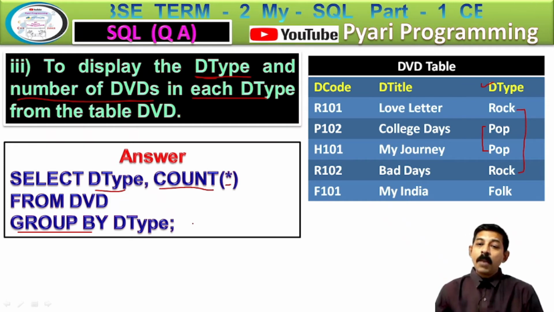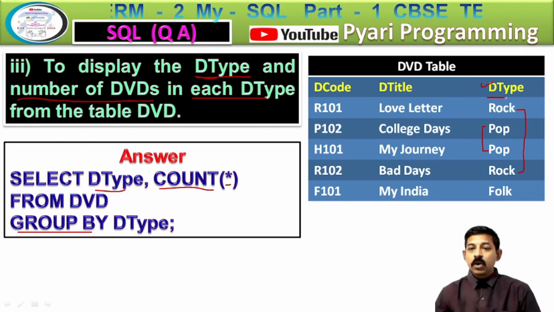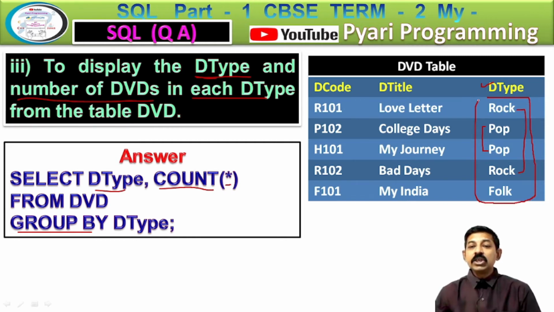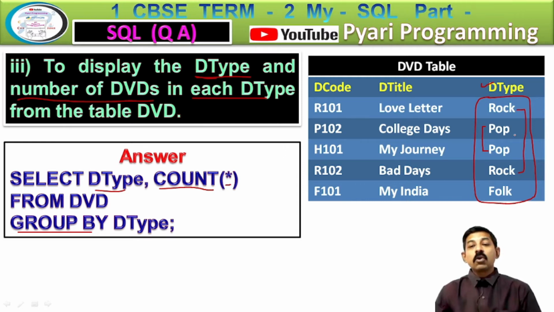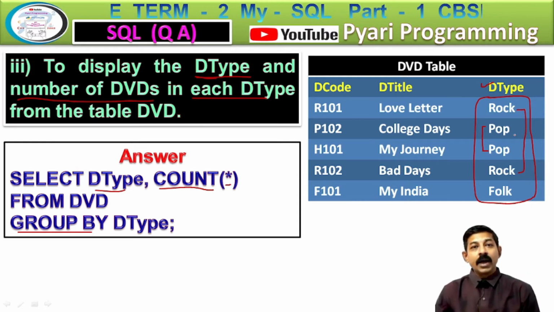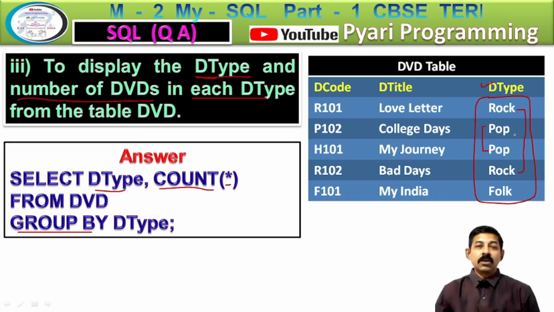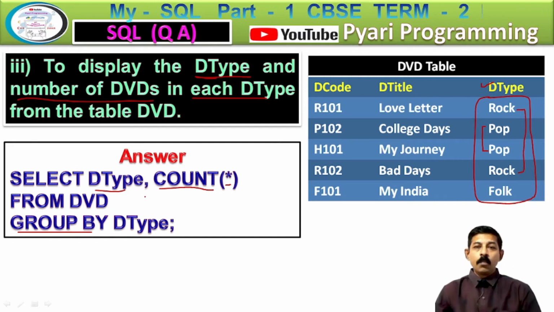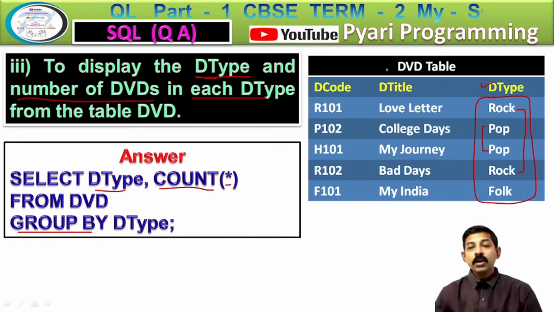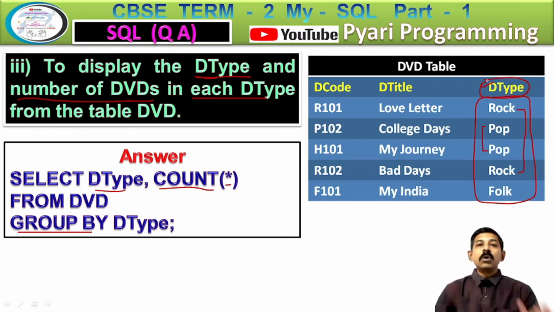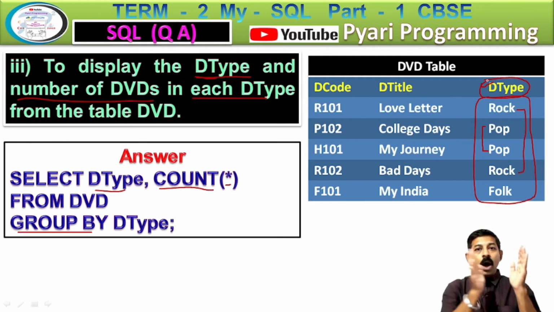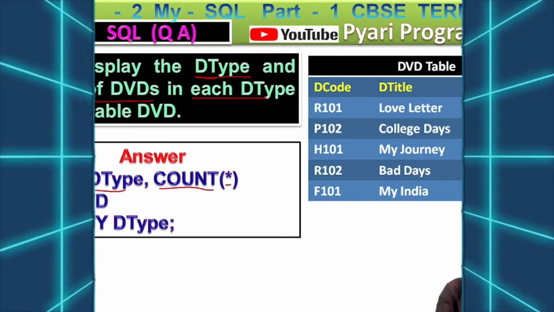Why do we need group by? Because if I do not make a group of it, I cannot extract each type. If we make groups, then from these groups we can extract how many rock, how many pop, all of these. So I will make it a group by. Group on what? Look at this, the column name. Group by D type. Group D type into categories, counting the records in each group.